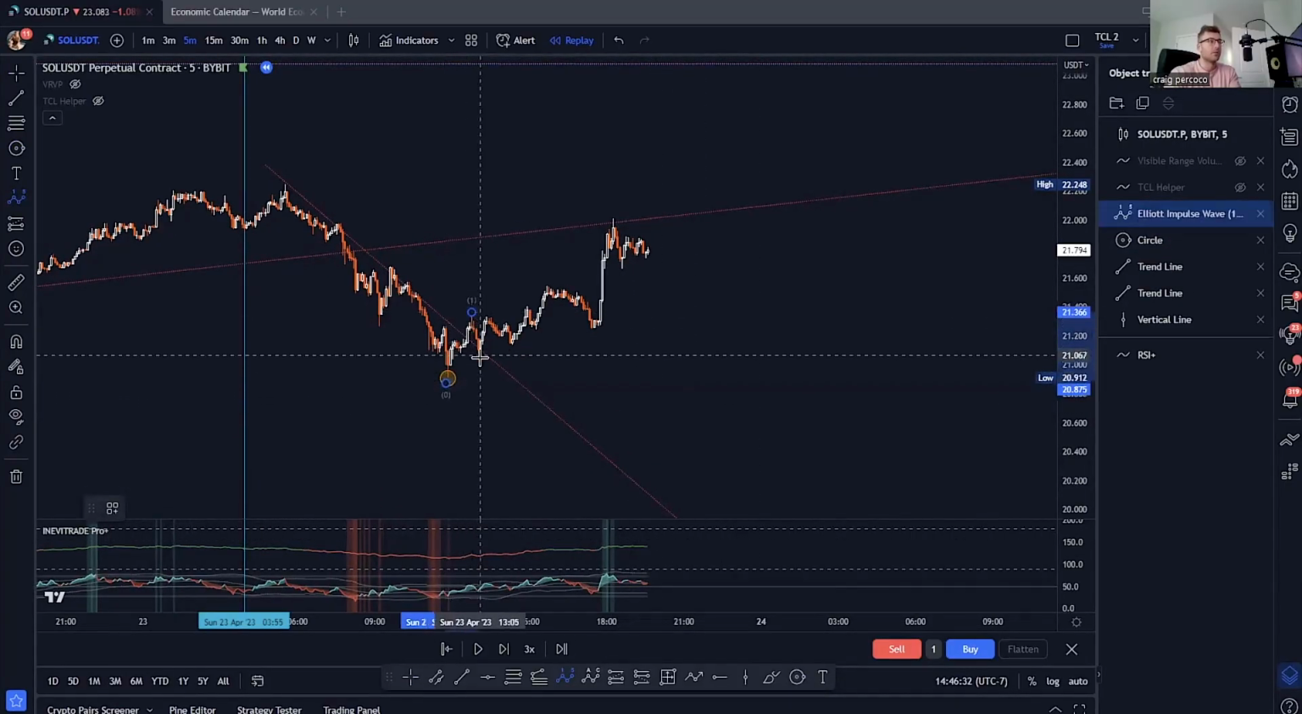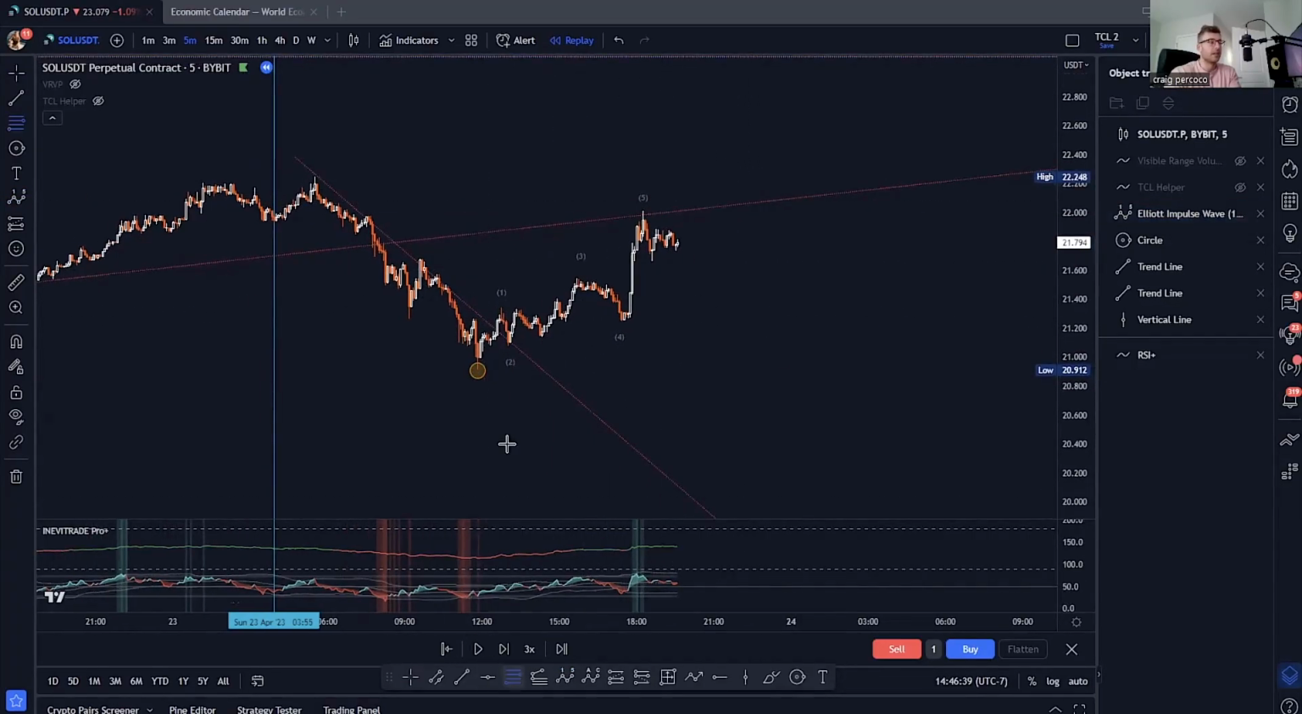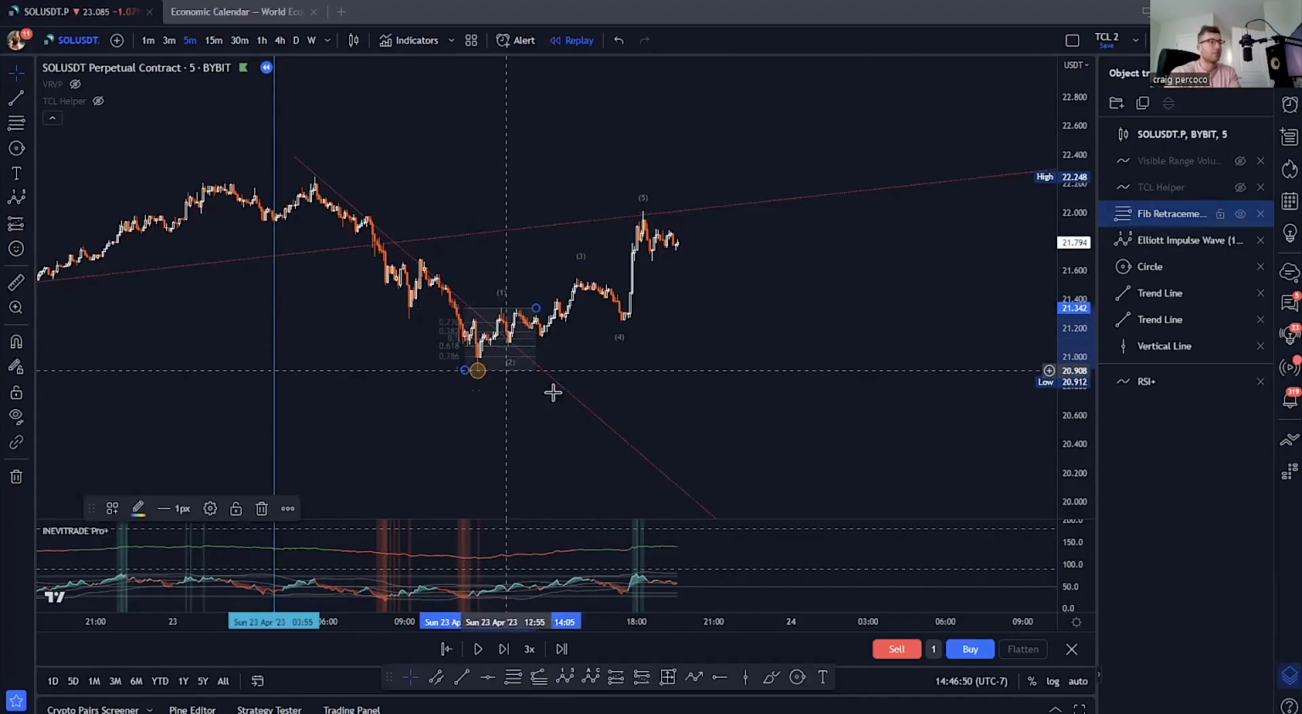We're going to do our 1, 2, 3, 4, and then this is looking to be 5. So then I can see how deep this 2 retraces. It doesn't look like it quite hit the 61.8. Okay, so I hit it just on the head basically. All right, so perfect 61.8 retracement before we got our move up.